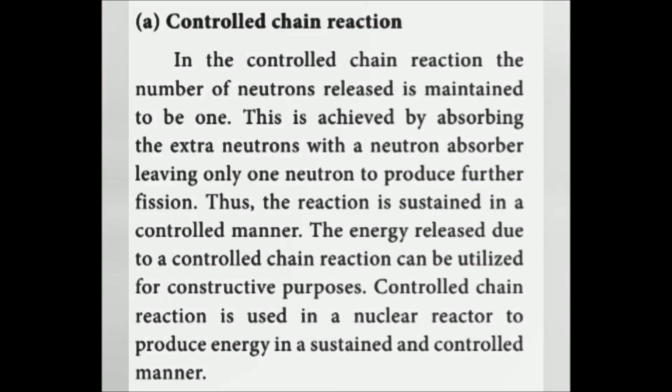There are two types of chain reaction: controlled chain reaction and uncontrolled chain reaction. Controlled chain reaction is used in a nuclear reactor to produce energy in a sustained and controlled manner. This is achieved by absorbing the extra neutrons with a neutron absorber, leaving only one neutron to produce further fission process.